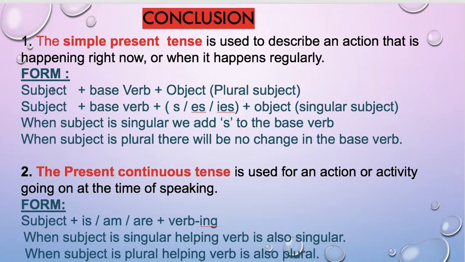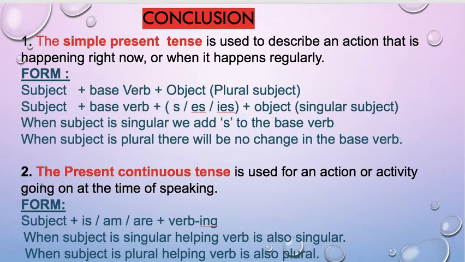Okay, when subject is plural, the base form of the verb will not be changed, it will be written as it is. When subject is singular, then the verb will be plural, so we are adding s, es or ies to the base form of the verb. Got it, students? Okay, when subject is singular, we add s to the base verb. When subject is plural, there will be no change in the base form of the verb.